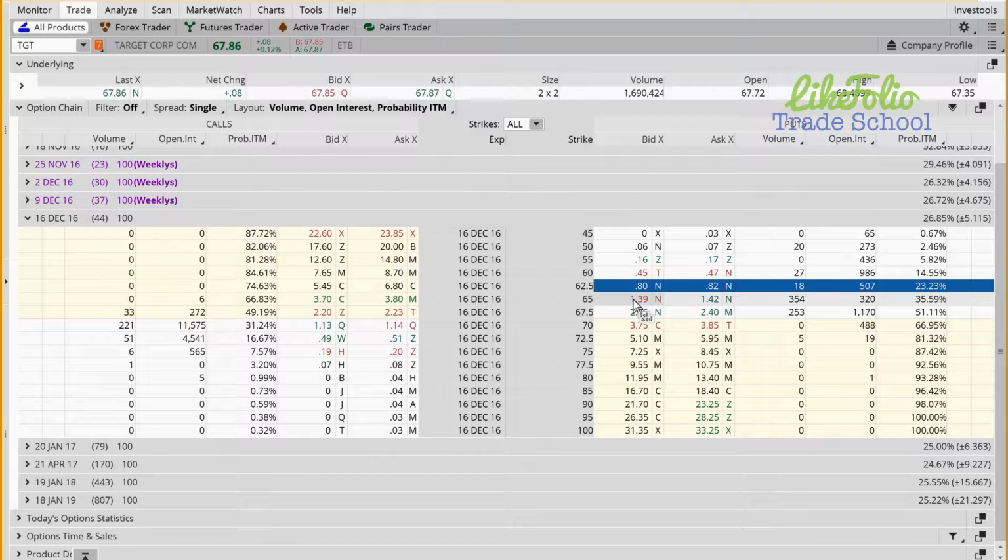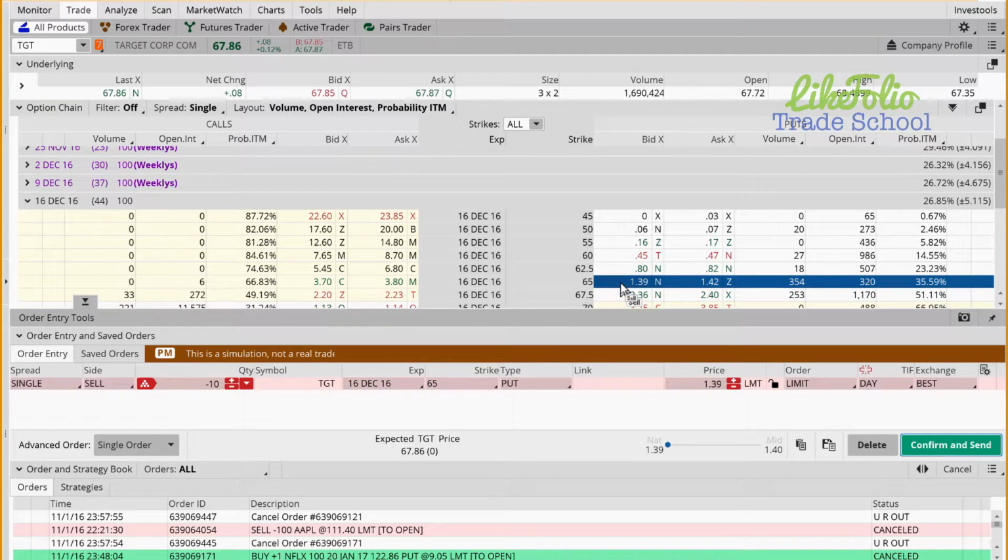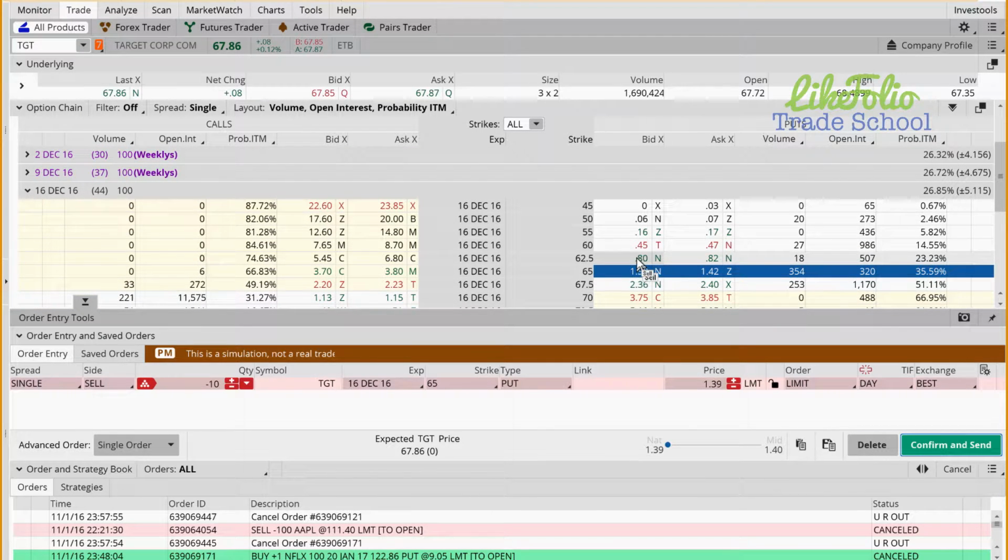So you would left-click on the 65 strike bid because we're going to be selling that one. So left-click the bid, and here you have a choice of how wide you want to make the spread. Do you want to make it 2.5 points wide? In that case, you would be buying the 62.5.